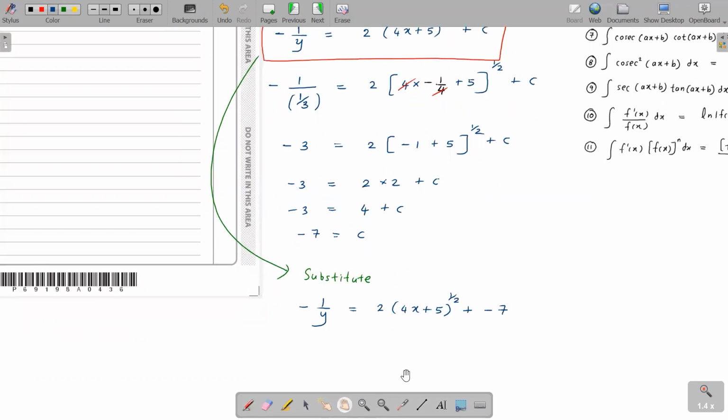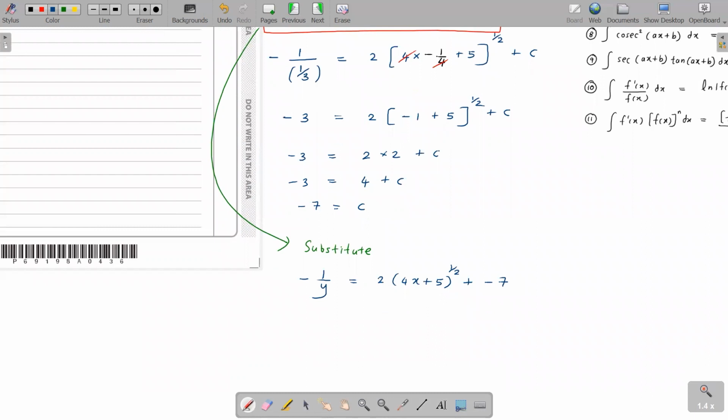Okay, now the thing is we need to make y the subject. The first thing I can see is I have minus 1 over y. Shall I make it a positive 1 over y? What should I do to make it positive 1 over y? Shall I multiply the whole thing by minus 1? Then I get plus 1 over y equals what? Minus 2 times (4x+5) to the power half. Minus 7 into minus 1 is plus 7. Are you with me? So I have 1 over y.